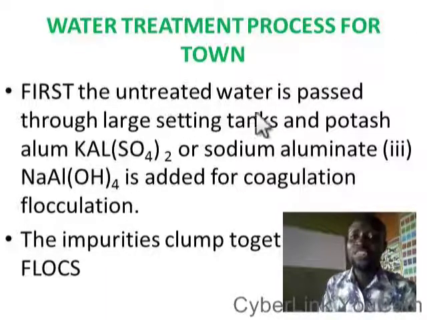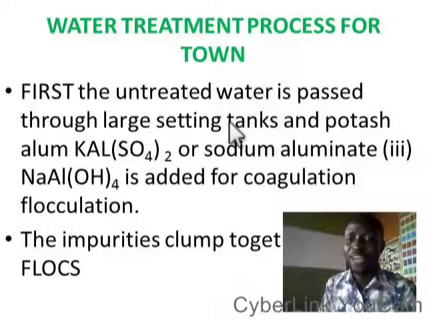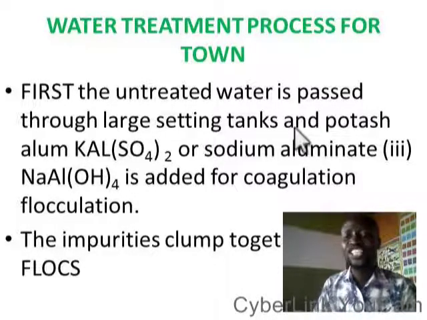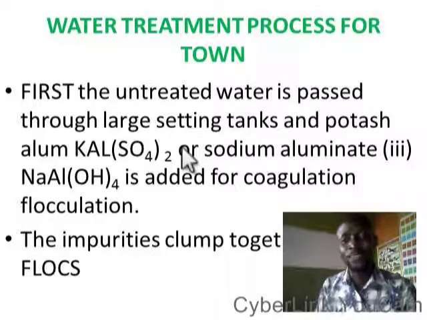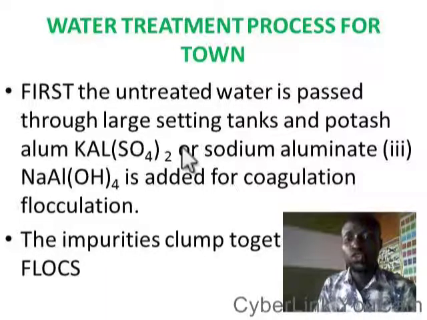First, the untreated water is passed through a large septic tank, and potash alum. Look at potash alum, it is KAl(SO4)2. The IUPAC name is potassium tetraoxosulfate(VI) aluminate(III). Can you call that with me? Potassium tetraoxosulfate(VI) aluminate(III). That's the IUPAC name of potash alum.